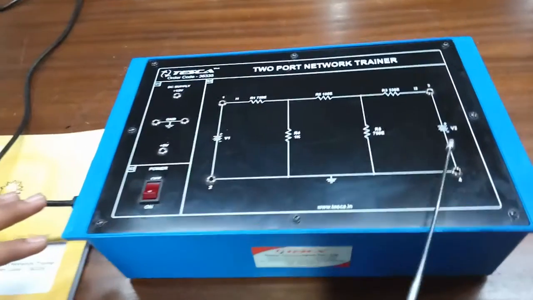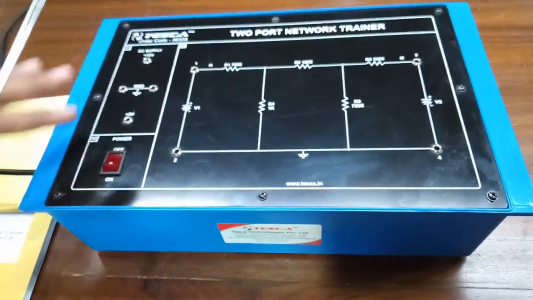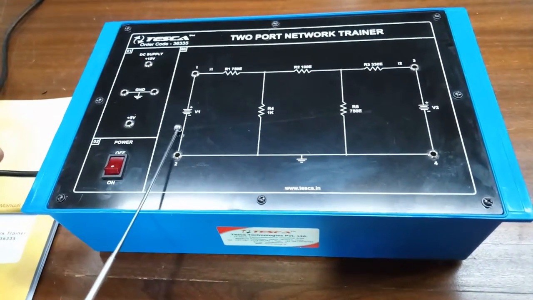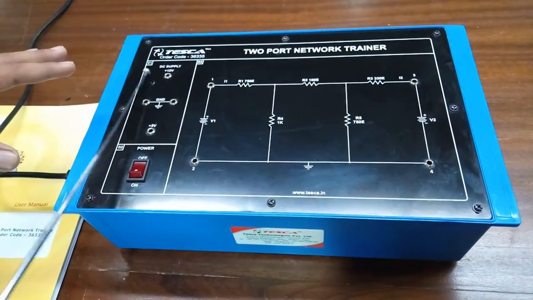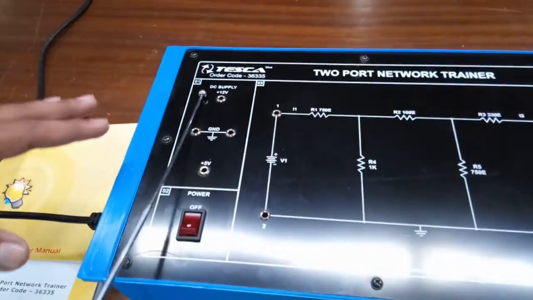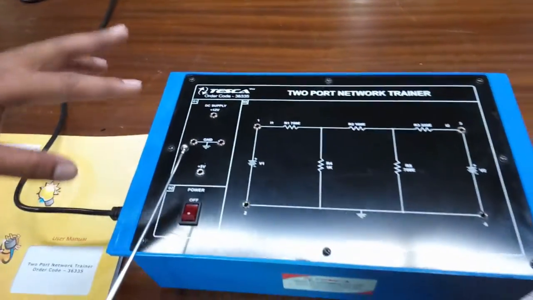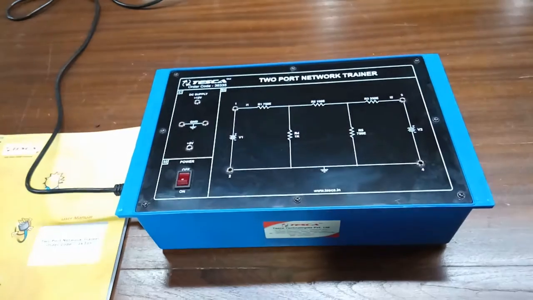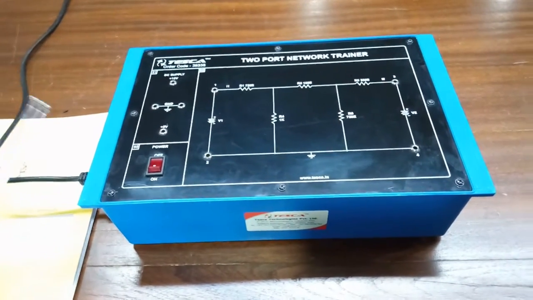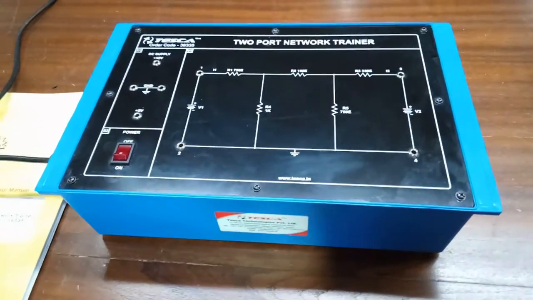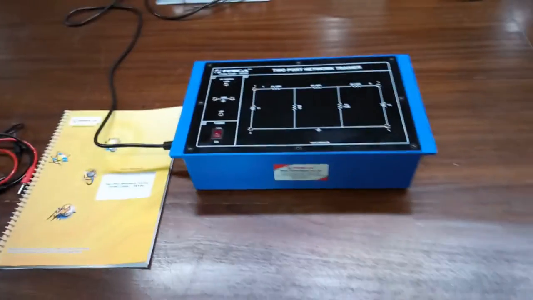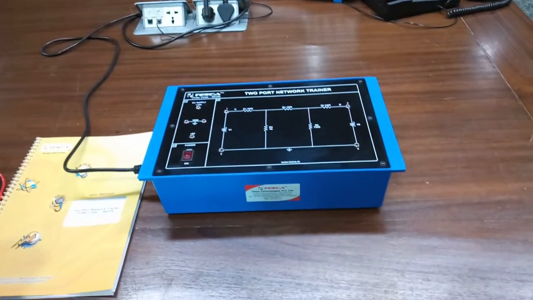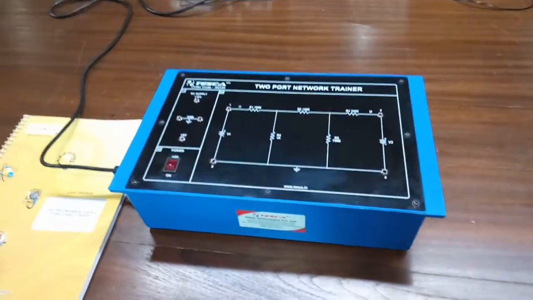This is the simple representation of a two-port network. From this, this is the one source of voltage and this is the other source of voltage. This is the DC power supply, plus 5, 12 volt and plus 5 volt. There are two power supplies for two different type of voltage source. This is the power on-off switch. And this is the complete kit and we require two digital multimeters for the calculation of voltage and current of different circuits.